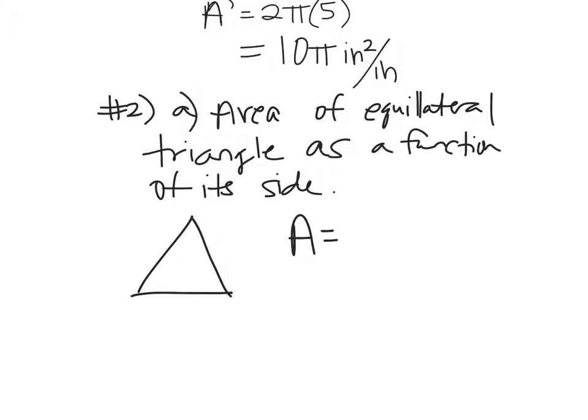Okay, so these are all the same length, right? This is an equilateral triangle. And area is base times height, but I don't have the height here, unfortunately. So it's 1/2 base times height. I have the base. The base is x. How are we going to find this height?